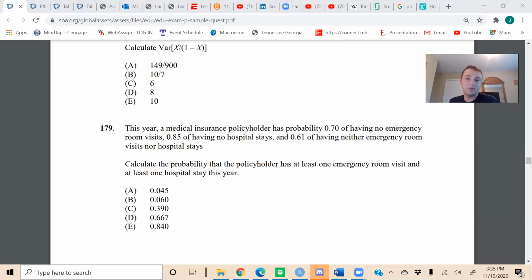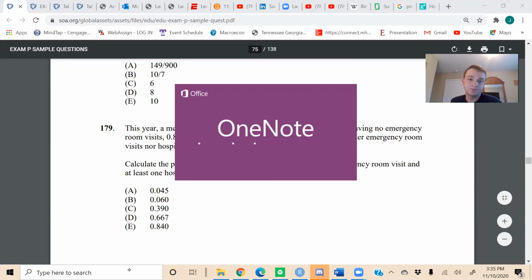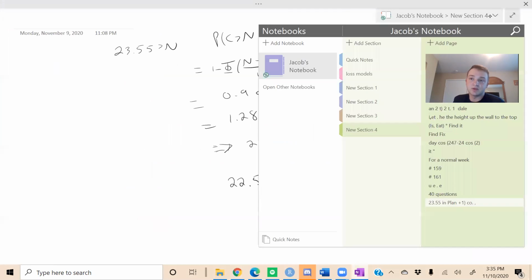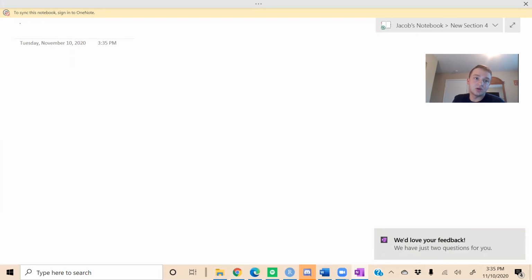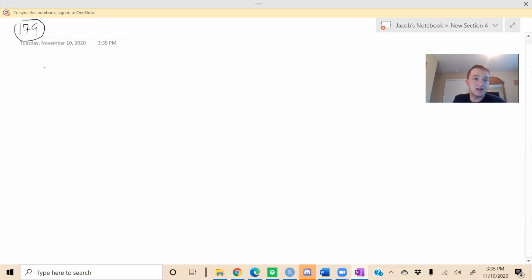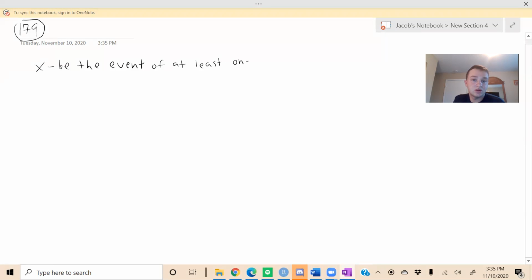So let's bring up our notepad. Okay, so let's open a new page. Okay, so this is number 179. And we're going to let X be the event of at least one emergency room stay. We're going to let Y be the event of at least one hospital stay, just to shorthand it.